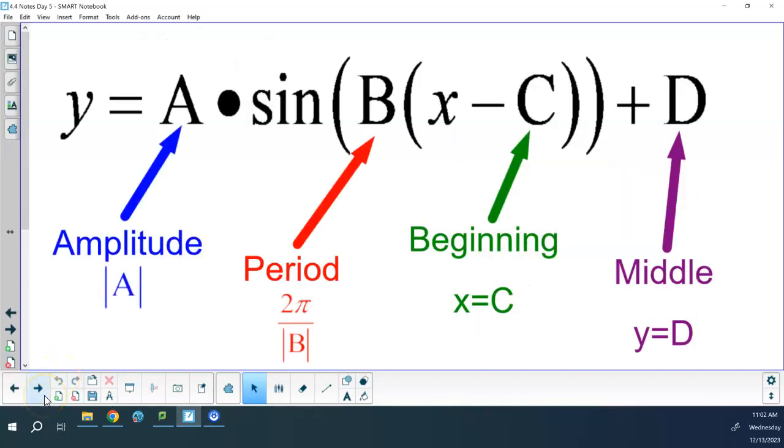So, we got all 4 of them now. We started with A, that stretched out our curves vertically. Okay, so maybe go higher or lower.